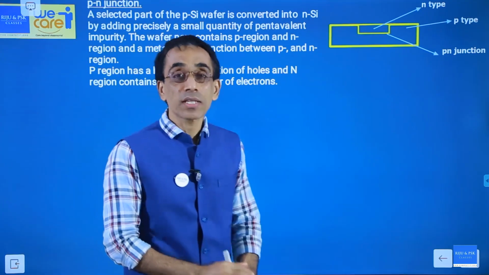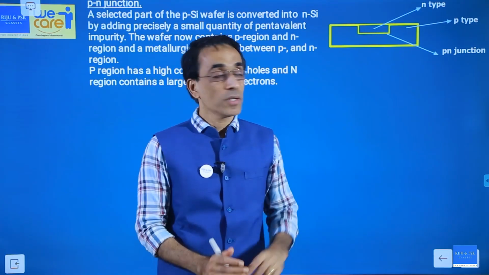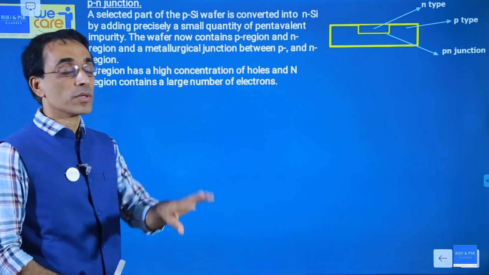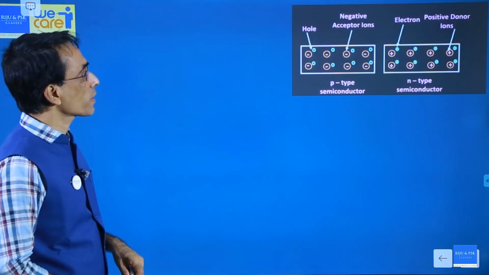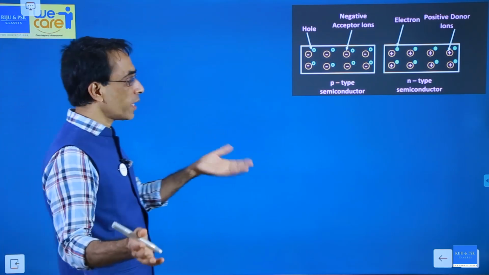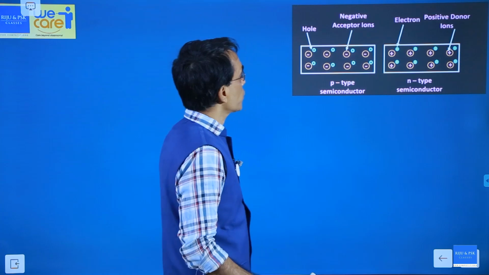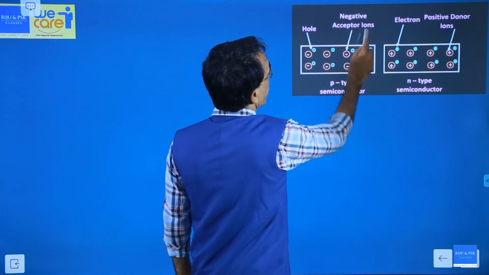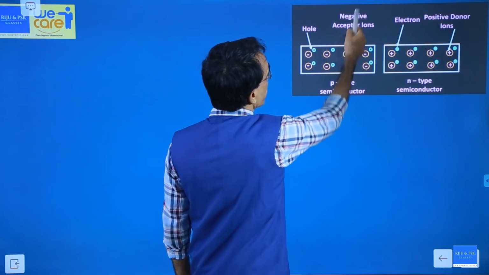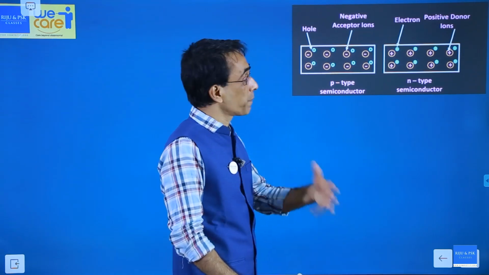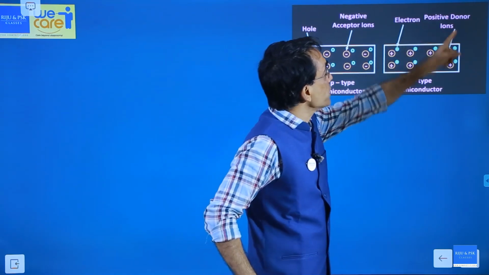What is a p-n junction? How is it made? With the diagram you can answer it. Each slide is an answer to a question. The diagram I did: p-type semiconductor, n-type semiconductor. You can see the negative acceptor atoms. The large circles are negative acceptor ions, on the p side, indium. Here, positive donor ions.